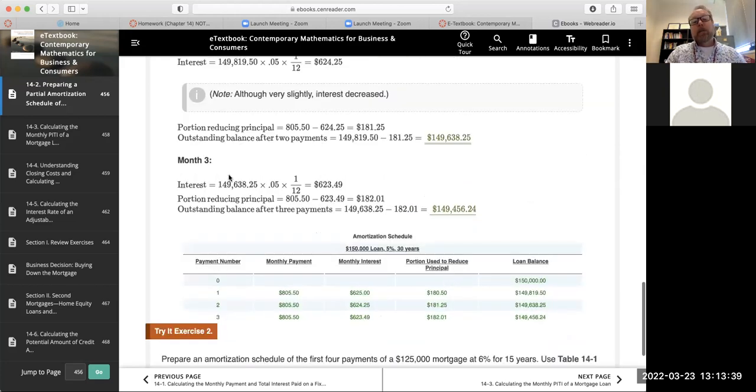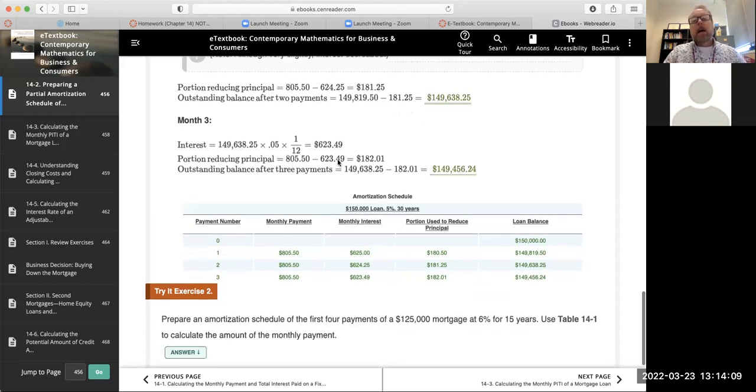So month 3, my beginning balance again is $149,638.25. I'm going to take out the interest on that. So how much interest is going to be accrued that month is going to be that amount times 5% times 1/12. Now it's $623.49 that is going to go towards interest out of my third payment. So my third payment of $805.50 minus the interest means I get to apply $182.01 towards my balance to reduce my balance.